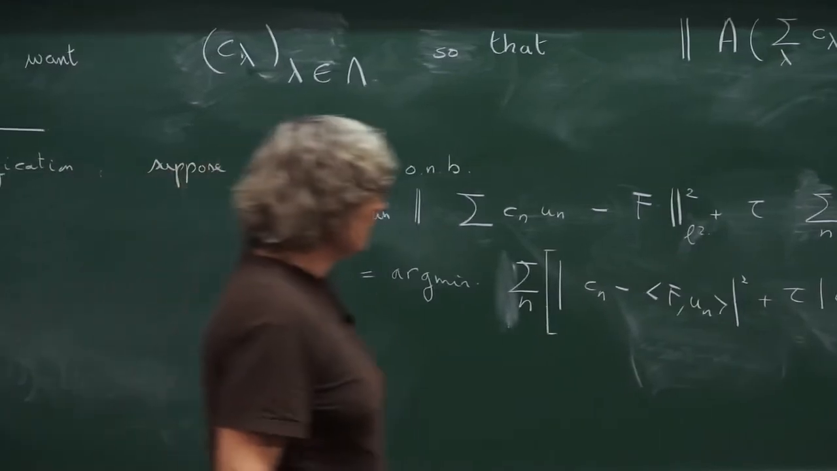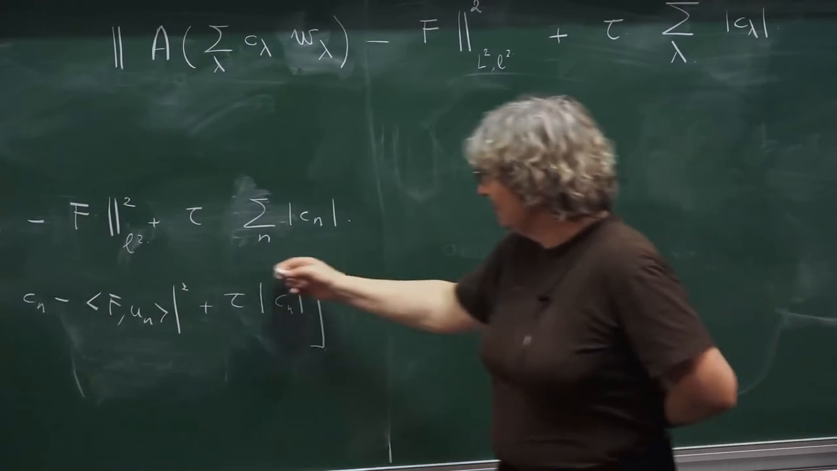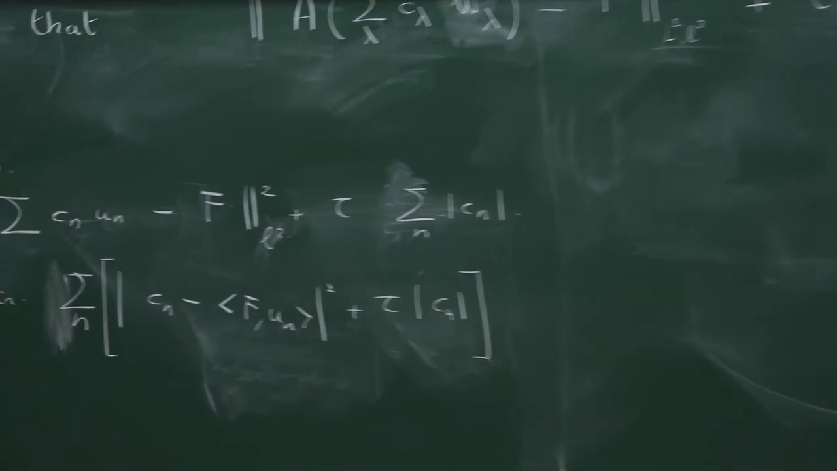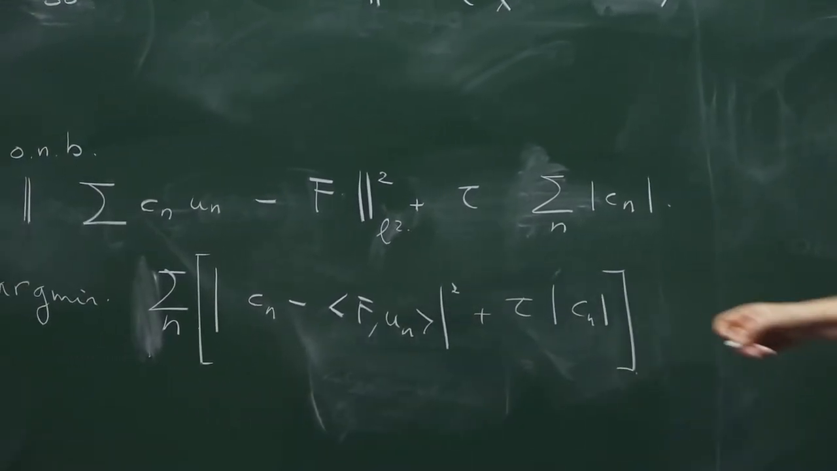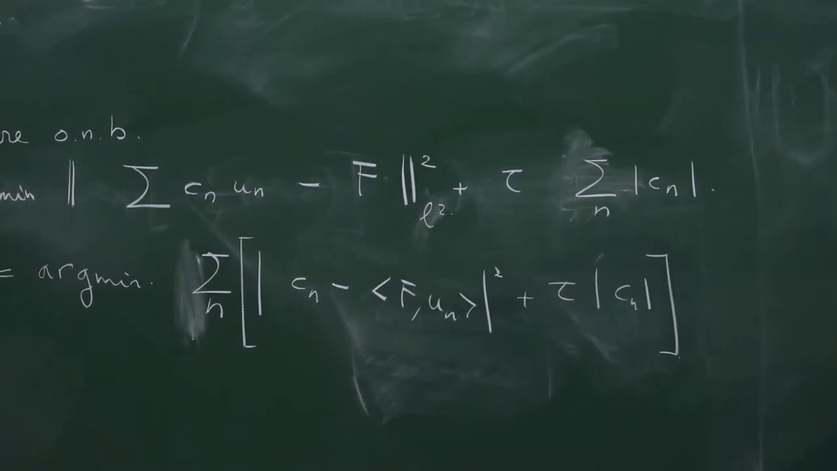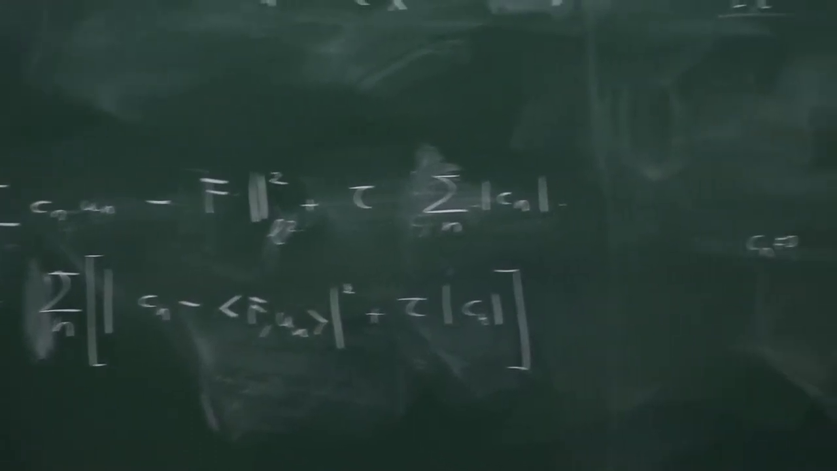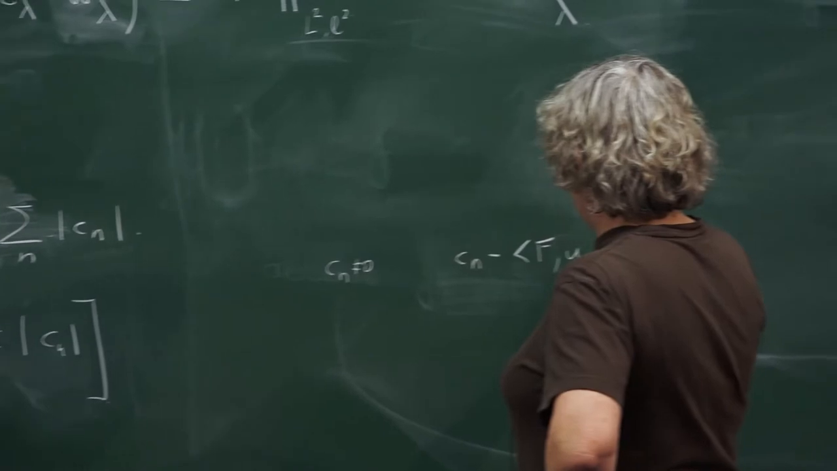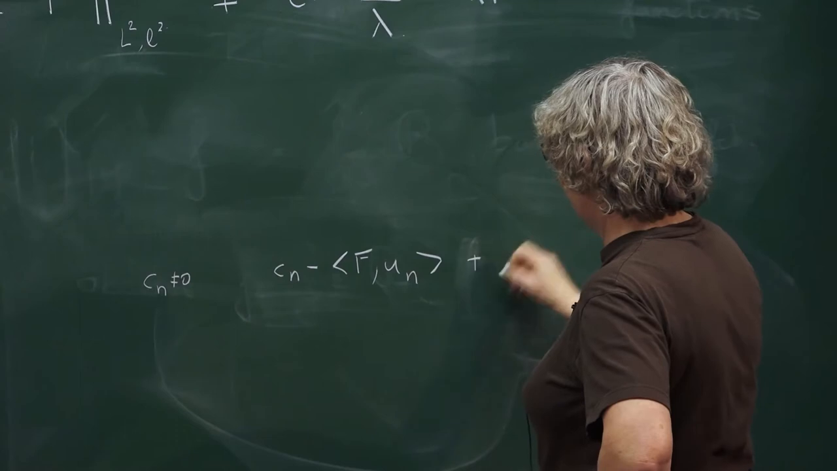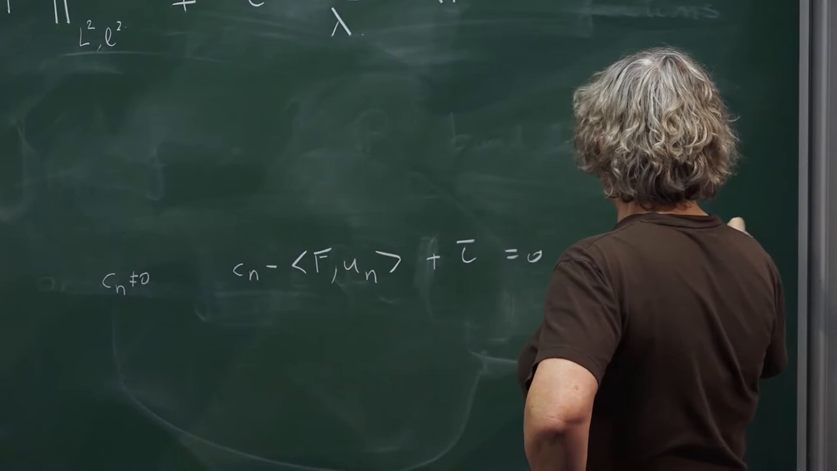And if I now do a quick and dirty minimization of that, I mean, this is of course not differentiable, but if I don't care for the moment, and I can justify this, then differentiating this, so if Cn is different from zero, where I can do this, and I look at the minimizing equation, then I get Cn minus Fun plus tau is zero if Cn is positive.